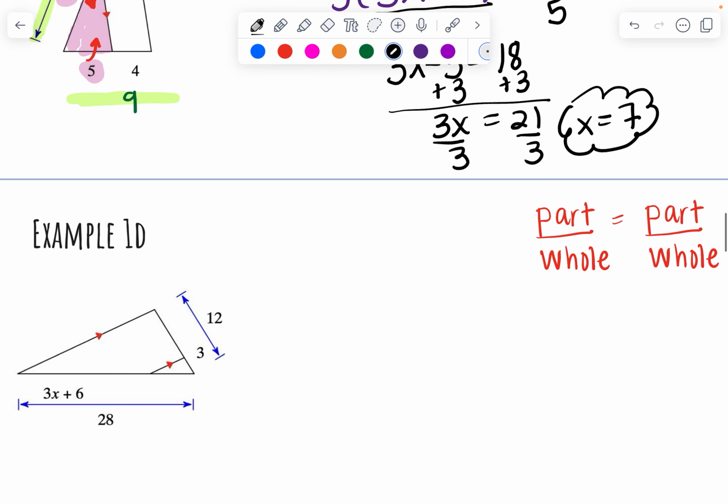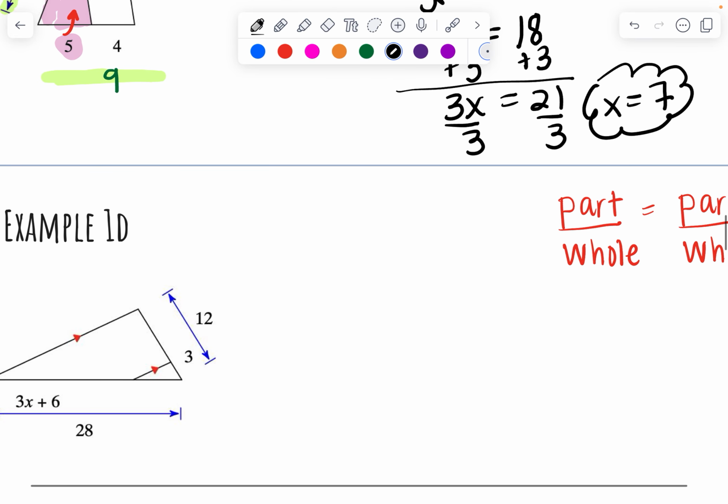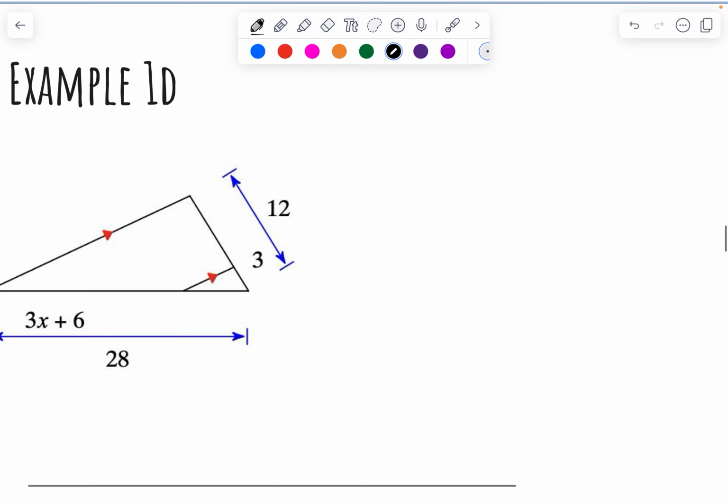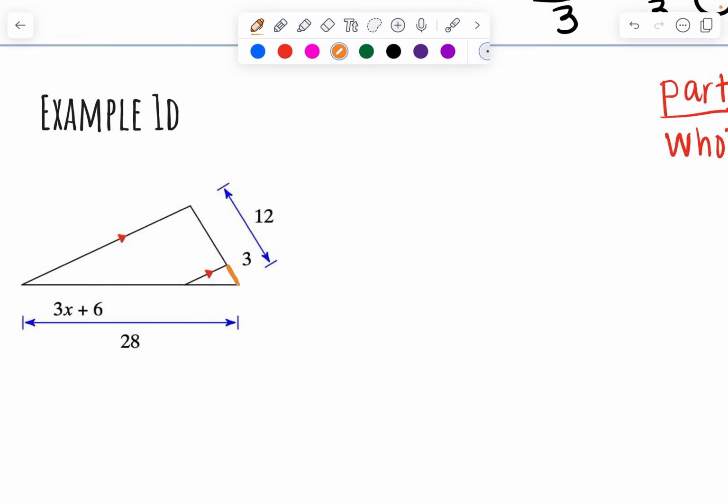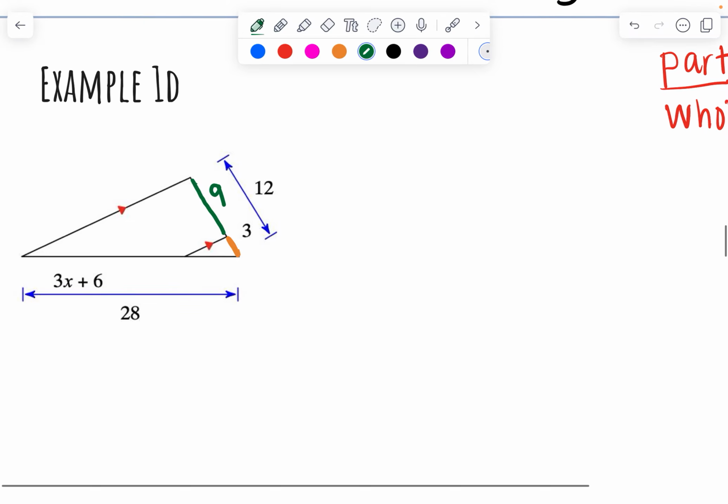Let's look at another one here. If I look at my right side here, I know that the whole thing is 12. This little part, or my short part, is 3, which means my long part has to be 9. I see that my x is dealing with the long side on the bottom, or the long part of the bottom side. So I'm going to be doing the part over the whole.